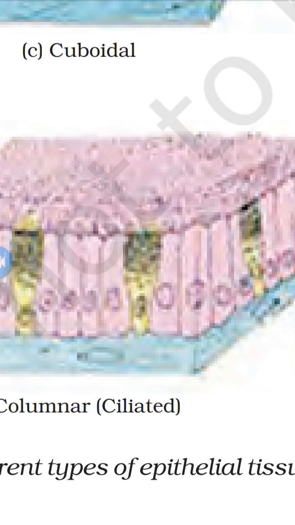In the respiratory tract, the columnar epithelium tissue also has cilia, which are hair-like projections on the outer surfaces of the epithelial cells. Cilia can move, and their movement pushes the mucus forward to clear it. This type of epithelium is the ciliated columnar epithelium. And next one is cuboidal.